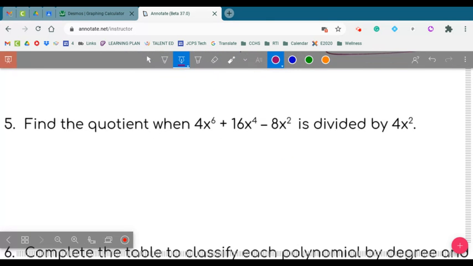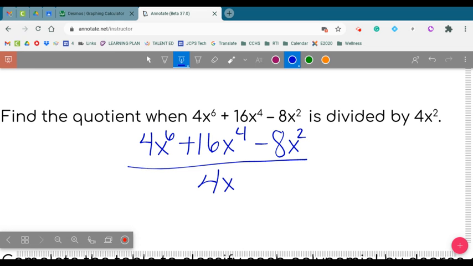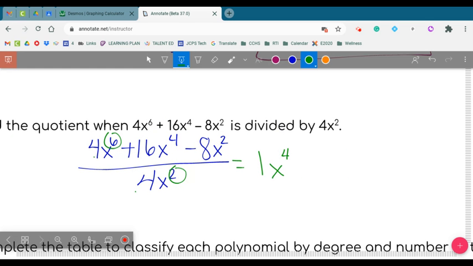Okay, next problem. We're going to do the exact same thing when finding the quotient. So we're going to have 4x to the 6th plus 16x to the 4th minus 8x squared divided by 4x squared. So I'm going to do 4 divided by 4, which is 1. 6 minus 2, which is 4. Then I'm going to do the next term. So 16 divided by 4 is 4. 4 minus 2 is 2. And the last one, negative 8 divided by 4 is negative 2. 2 minus 2 is 0, so that variable goes away.